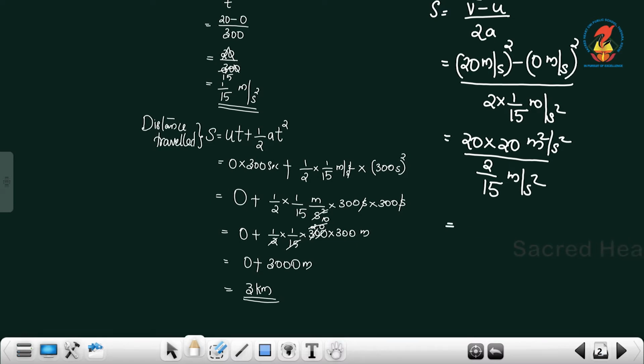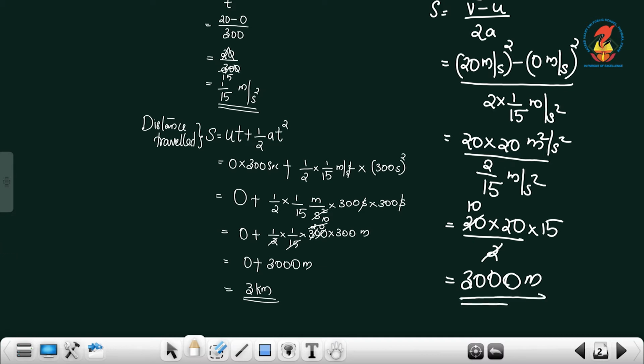That is 20 into 20 by 2 into 15. So, take the reciprocal of this 2 by 15 and multiply. So, it will be 15 by 2, and it will get cancelled. Now, 15 into 2, 30. 30, then 2 zeros. That much meter.